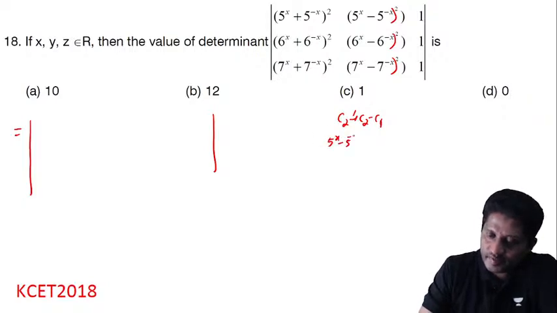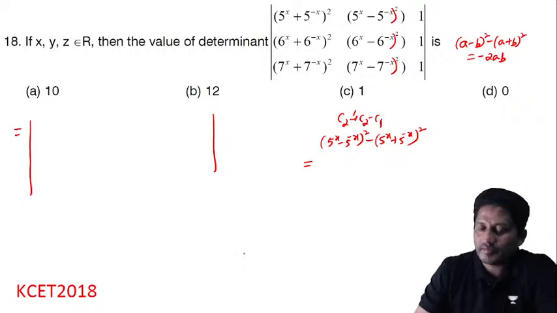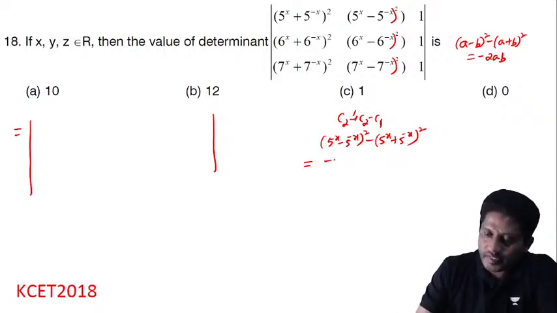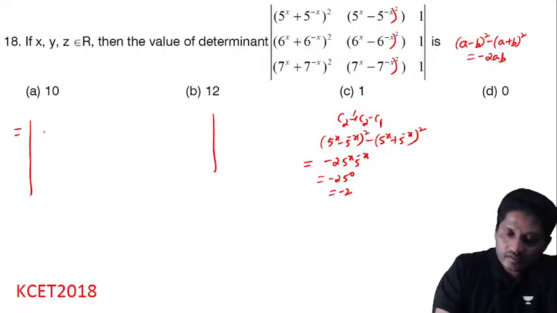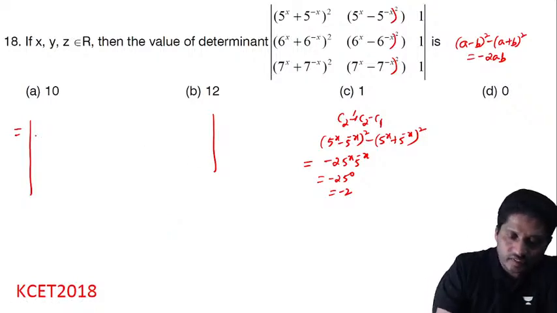5 power x minus 5 power minus x the whole square. Again, minus of 5 power x plus 5 power minus x the whole square. Right, now this is equal to, suppose a minus b the whole square minus a plus b the whole square is equal to minus 2ab. So this is minus 2 times 5 power x into 5 power minus x, which is 5 power 0, so this is minus 2. I'll keep as it is 5 power x plus 5 power minus x the whole square.